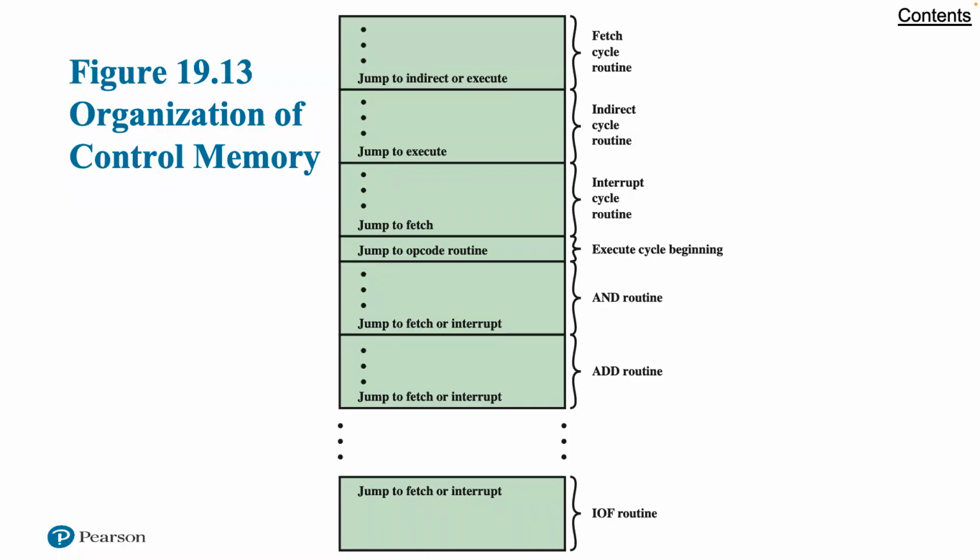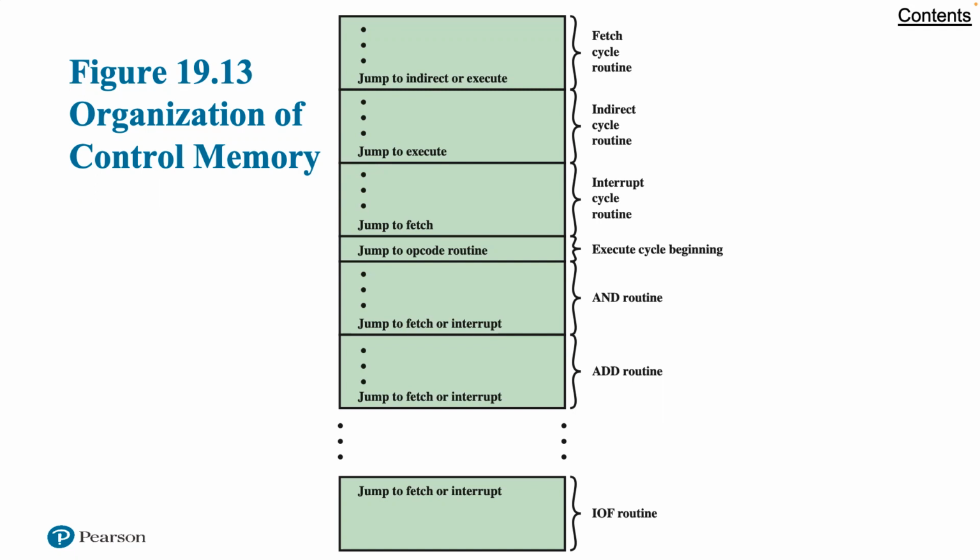So in this figure, figure 19.13, it shows how these control words or microinstructions could be arranged in a control memory. The control instructions in each routine are to be executed sequentially. Each routine ends with a branch or jump instruction indicating where to go next. There is a special execute cycle routine whose only purpose is to signify that one of the machine instruction routines is to be executed next, depending on the current opcode.